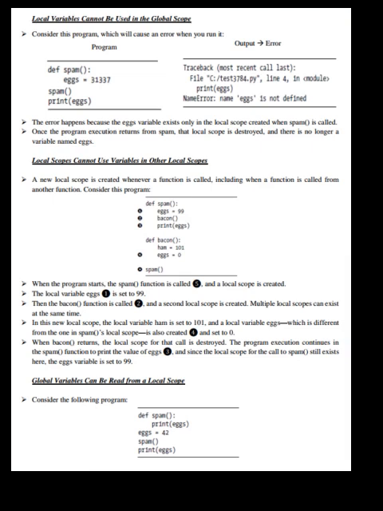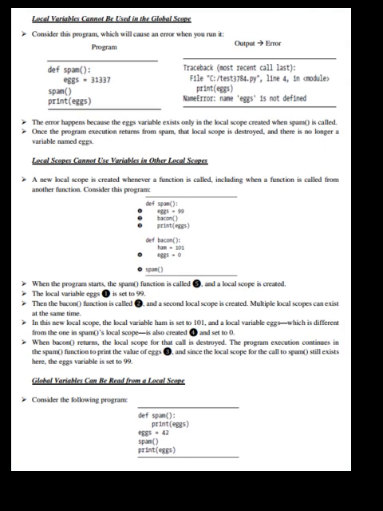When bacon returns, the local scope for that call is destroyed. The program execution continues in the spam function to print the value of x, and since the local scope for the call to spam still exists here, the x variable is set to 99.